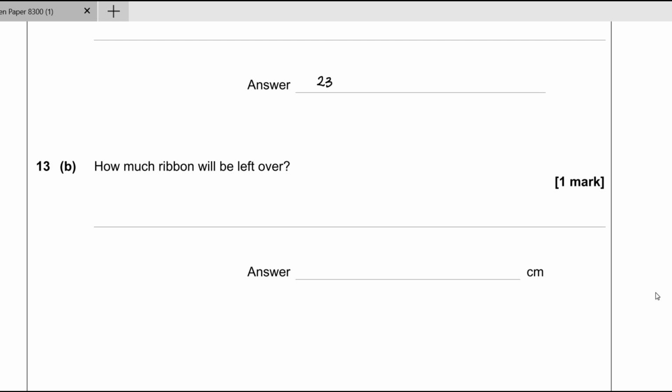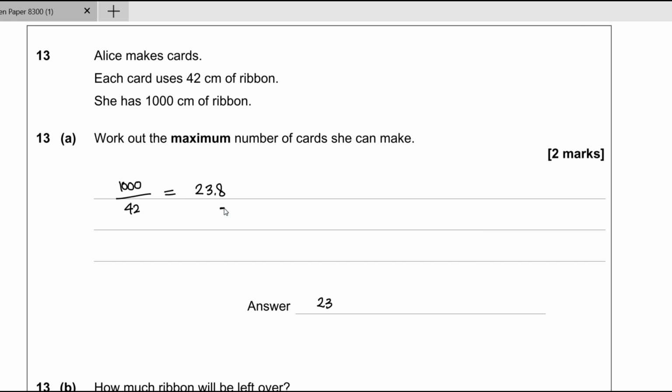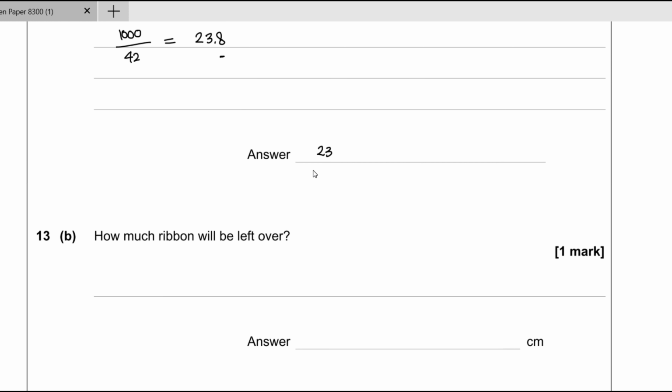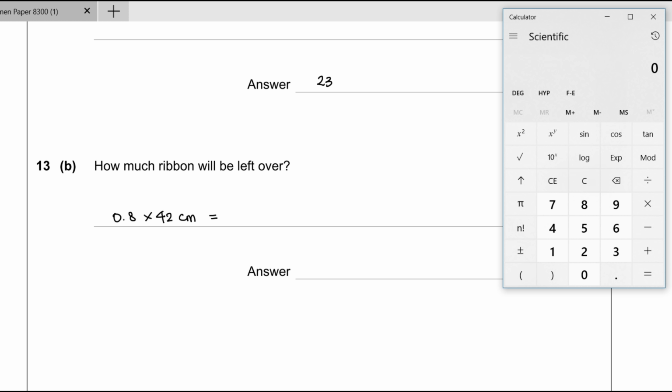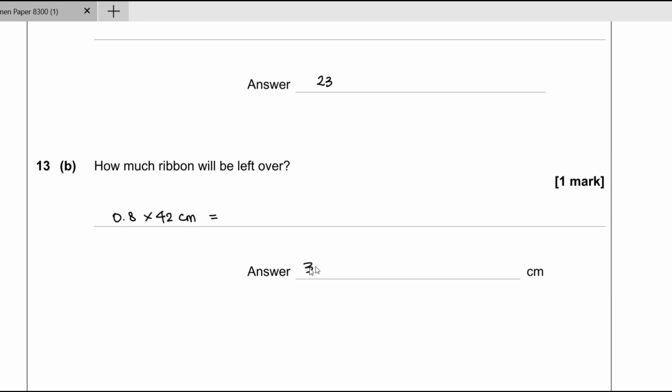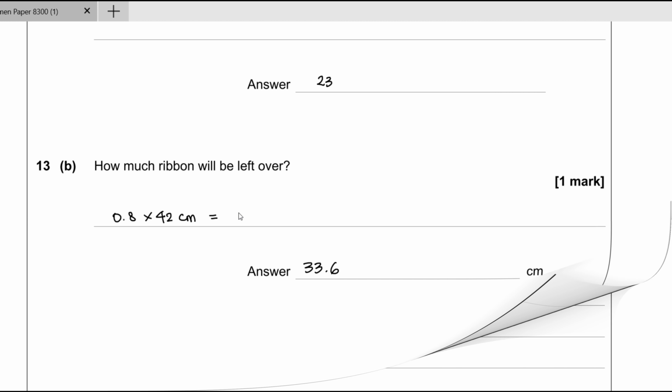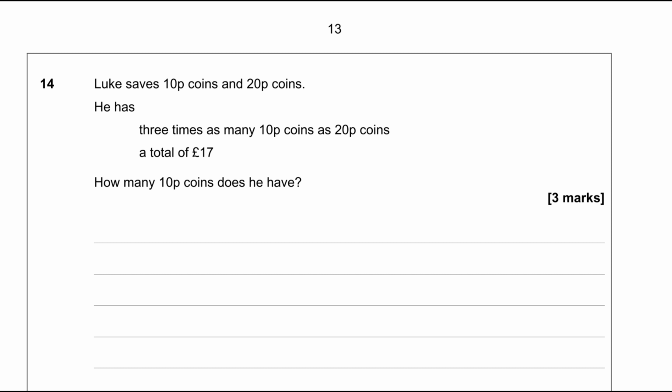And then she has the leftover, this 0.8, because in the next question, how much ribbon will be left over? So the leftover was 0.8 of the card. If each card uses 42 centimeters, that means she will have 0.8 times 42 centimeters left, which is 33.6. That's the answer. Let's move to question 14.